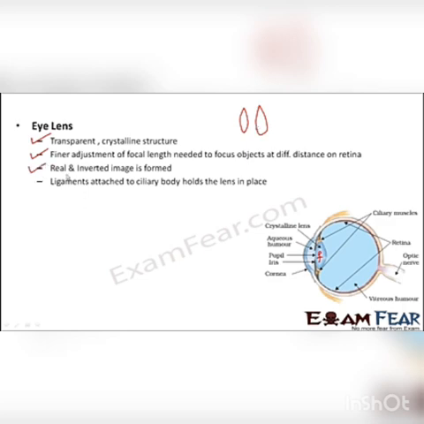And it produces a real and inverted image. But do we see a real and inverted image? No, because the brain also plays a role there. But the image which is initially formed on the retina, that is real and inverted.